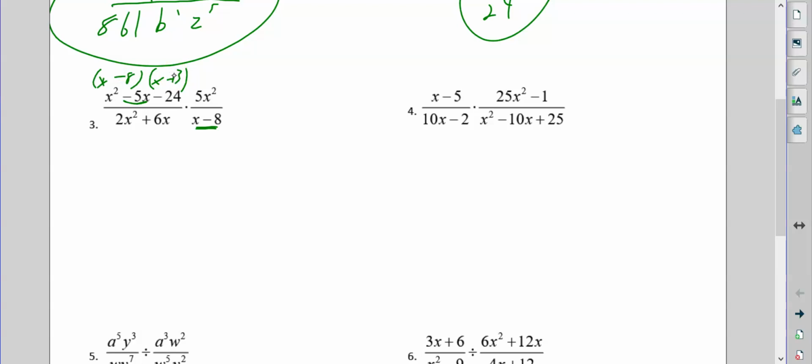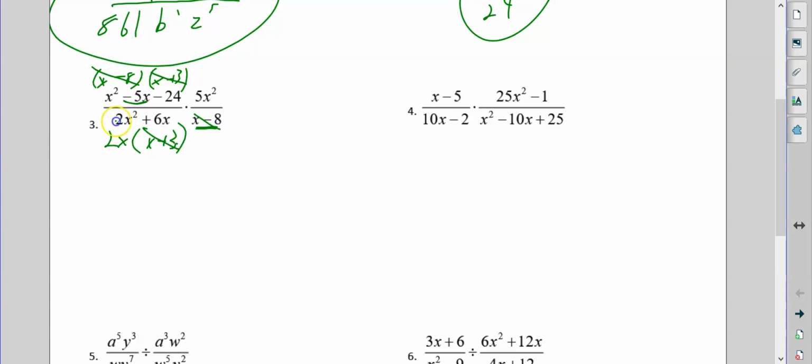5x squared, that's it. X minus 8, nothing. But I can take a 2x out here, which gives me x plus 3. Oh, that looks familiar too. Now the fun begins. Cancel with that. Cancel with that.